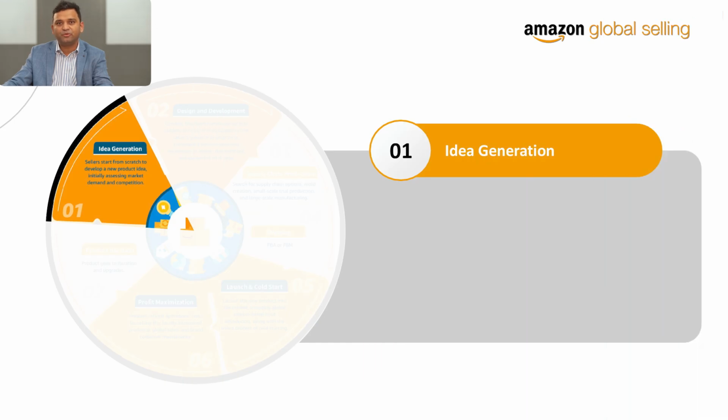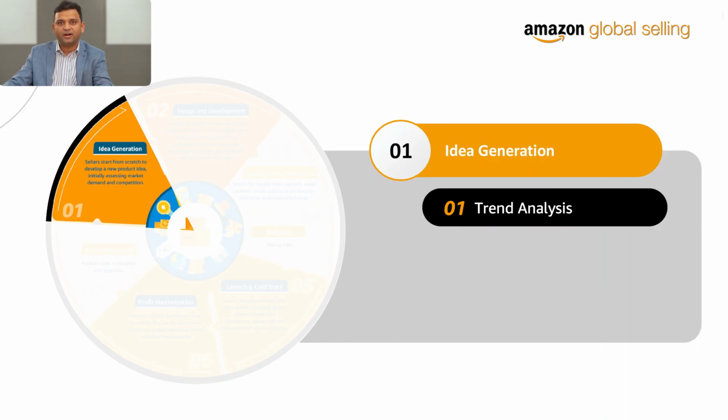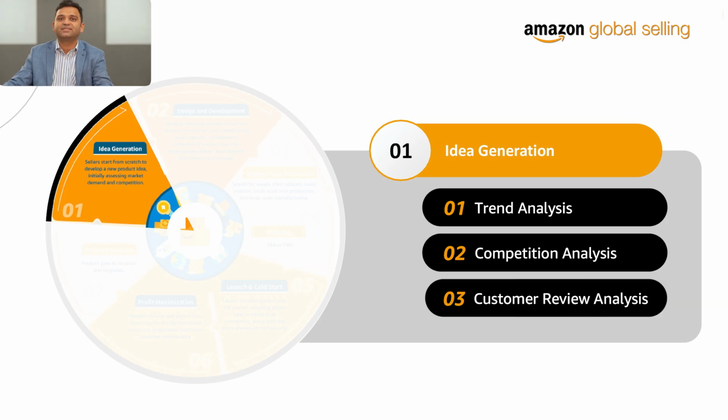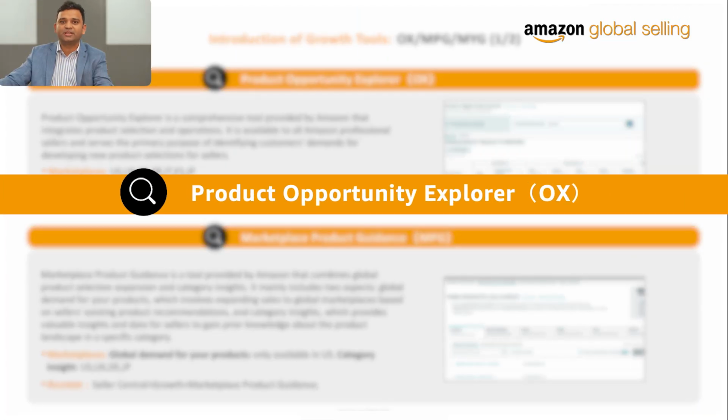The idea generation section has three aspects to it. First, we look at the volume of the product or the category in the trend analysis section. Secondly, we look at the competition during the competition analysis. Lastly, we also look at the customer demand in the customer review analysis. Let's dive deeper into the trend analysis. For this, we will use the product called Product Opportunity Explorer.